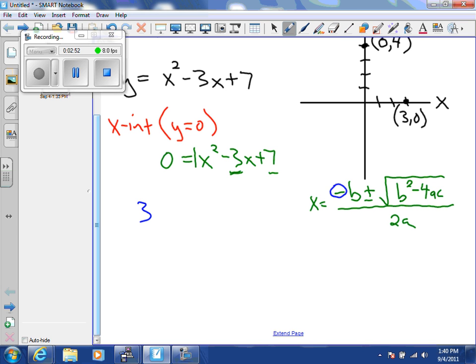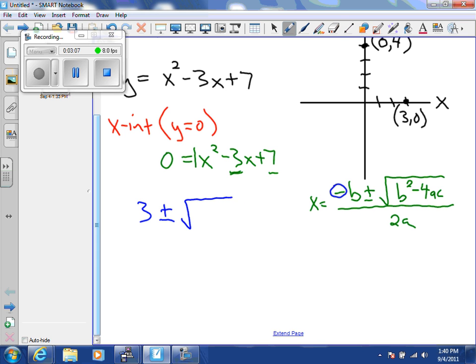This stands for the opposite. If b is negative, it becomes positive. If it's positive, it becomes negative. Now we have to do two things. We have to add and we have to subtract. That's going to give us, in many instances, two distinct answers.